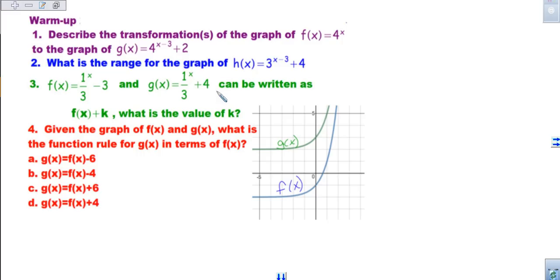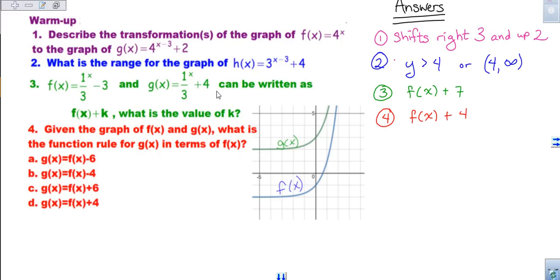So this is your warm-up. Go ahead and pause the screen now and copy down all the questions. You don't have to draw the graph, but work it out, have it on your paper. So I know you just paused the screen and now you're back. So I'm going to put up the answers. Alright, so these are the answers to those questions.